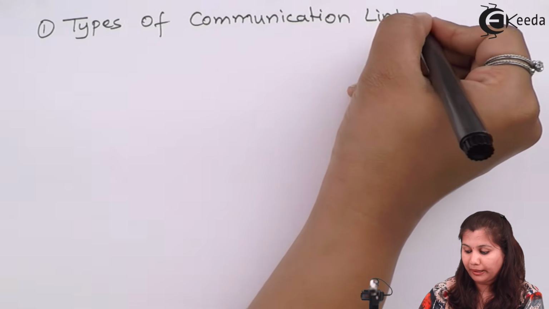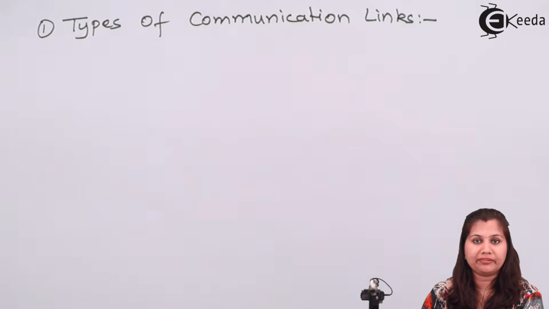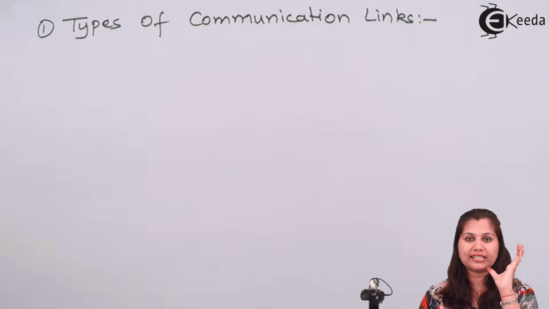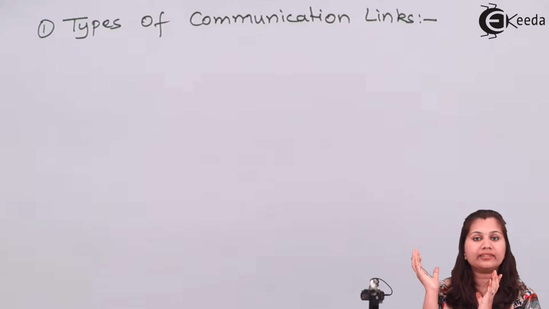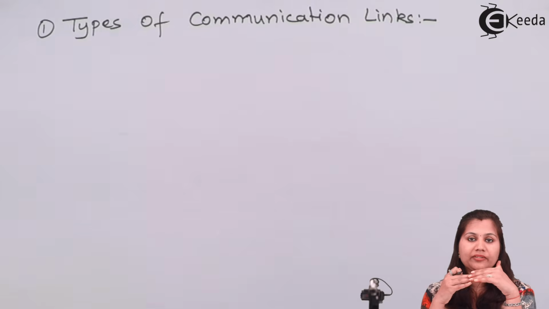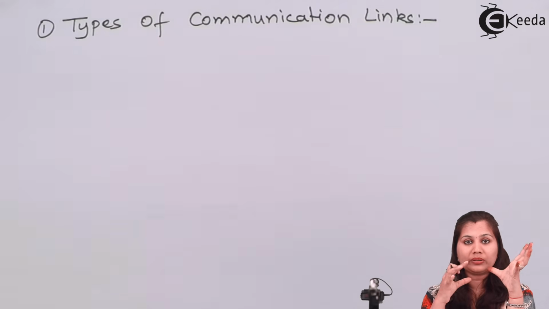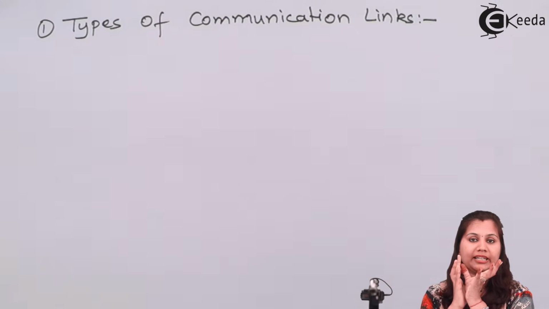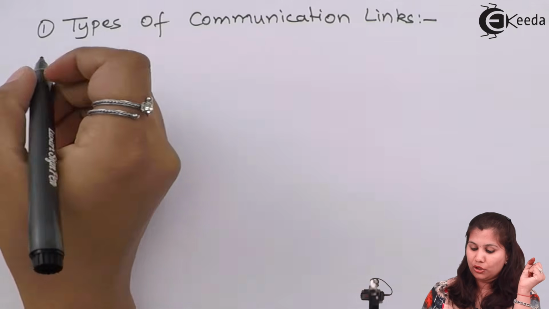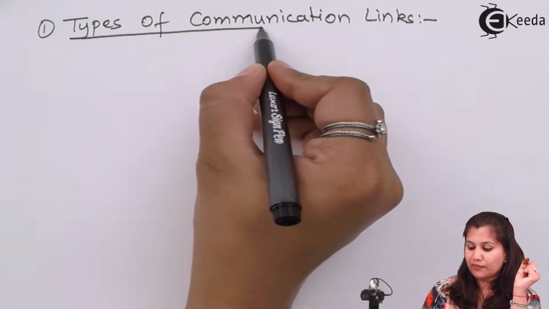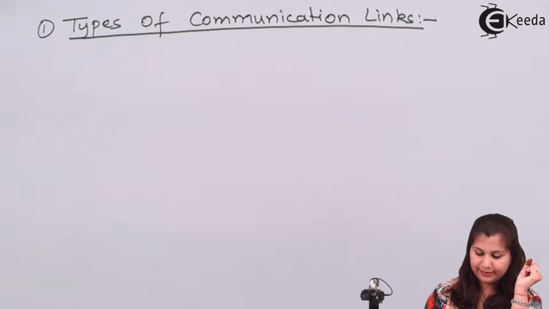Means how the microcontroller and the peripheral device can be linked, or we can say the sender and the receiver. Sender, we can say the transmitter, which is transmitting the data, and receiver, which is receiving the data. So how the transmitter and the receiver are linked with each other. First we will study the types of serial communication links.